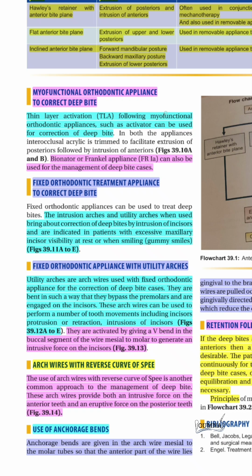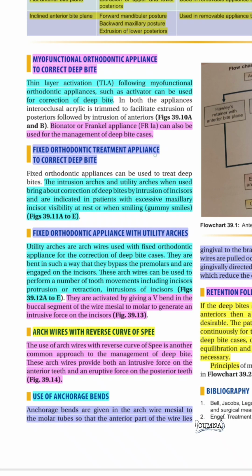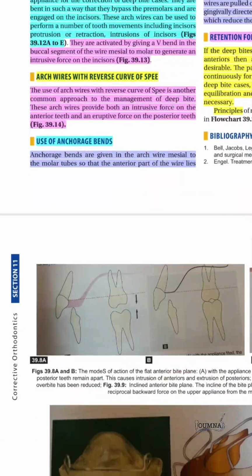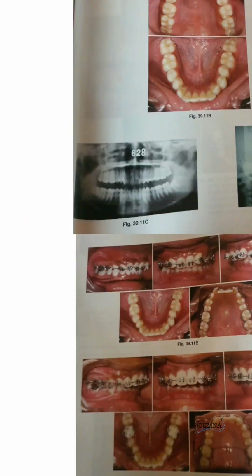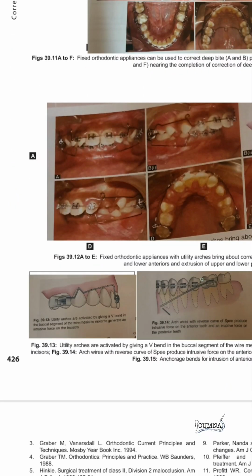The activator can be used to correct the deep bite. We remove the interocclusal acrylic to facilitate the extrusion of the posteriors. The bionator and Frankel appliance can also be used in the management of the deep bite to correct the skeletal rotation of the mandible. We can use fixed appliances that are called the utility arches.